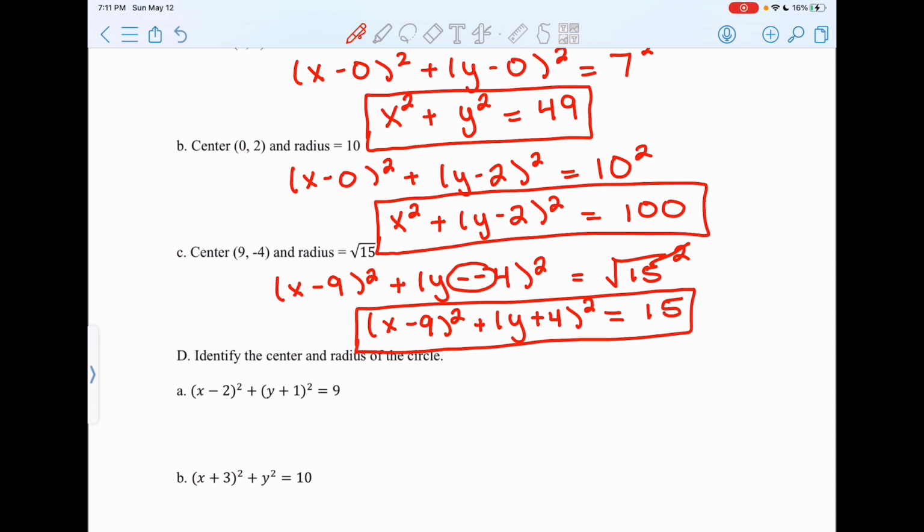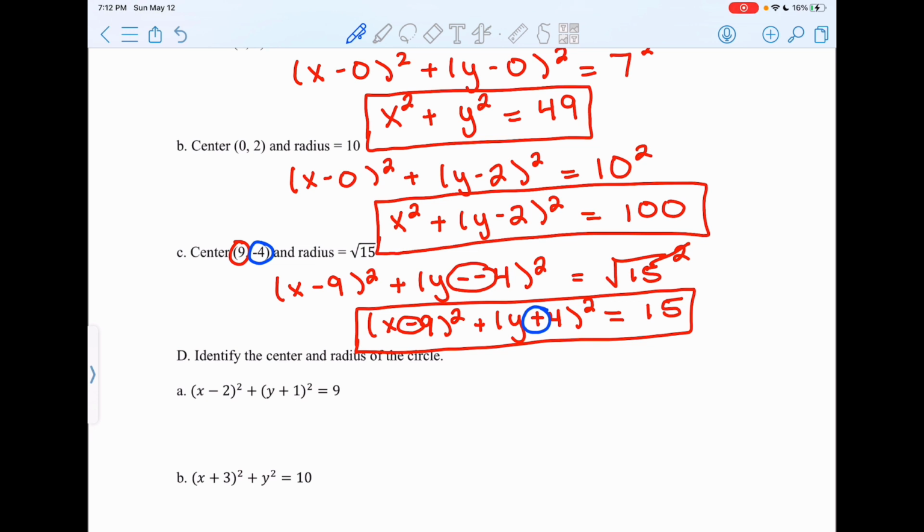Now what we're going to practice is, given an equation, can we identify the center and the radius? So let's make sure we understand some of the patterns we've already seen. We know that if in the parentheses there is a minus, our center is actually positive. For example, when we had x minus 9 in the parentheses, our center had an x coordinate of positive 9. Yet when we had a plus in the parentheses, like y plus 4, we had a negative as our coordinate for the center. So keep that in mind.